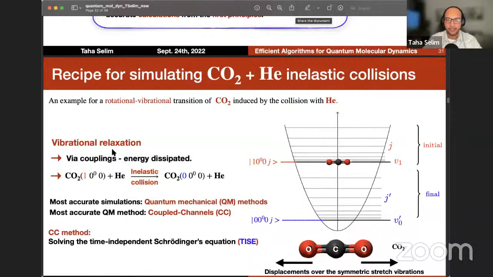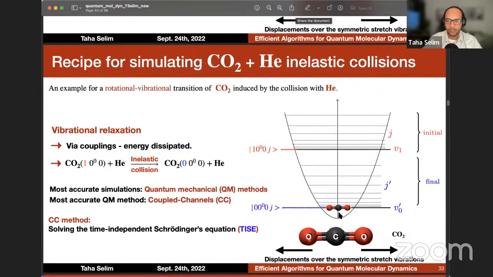Vibrational relaxation can happen in two main ways. For example, via couplings, because there are couplings between the mode and other modes, and then energy can be dissipated. Or it can happen through collisions with partners like helium, having inelastic collisions. In that sense, we have the two collided partners again, but one of them relaxed to the ground state. Here we have the molecule in the first excited state, and then it will relax, or de-excite, to the ground state.